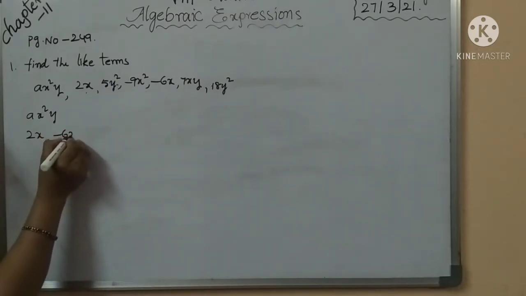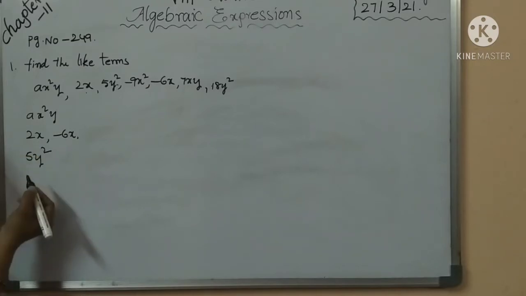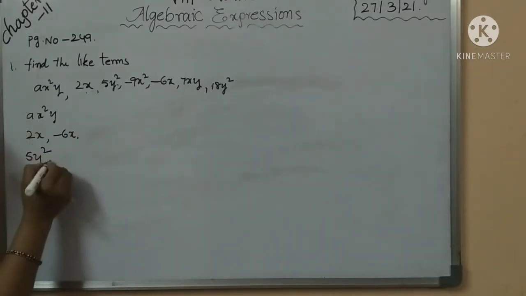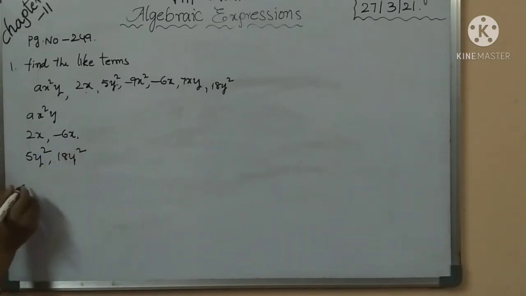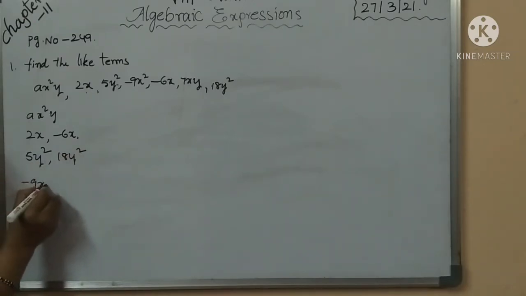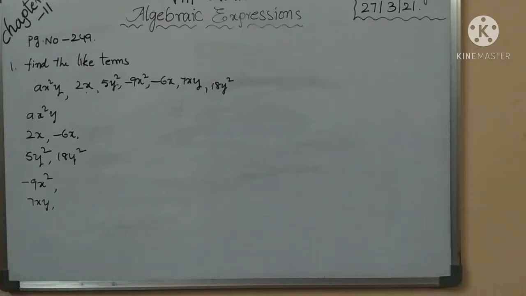minus 6x. Next, 5y square: is any such term there? Yes, 18y square is also there. 2 terms are there. Next, minus 9x square: is any one there? No. And 7xy, only a single term, no need for other terms. So find the like terms. What is a like term? Like terms have the same variable and the same power. That is called a like term.